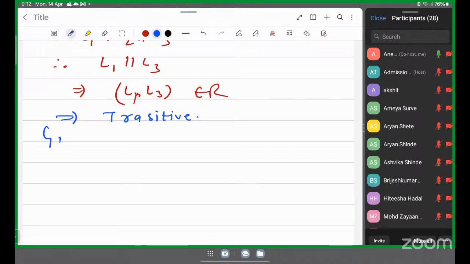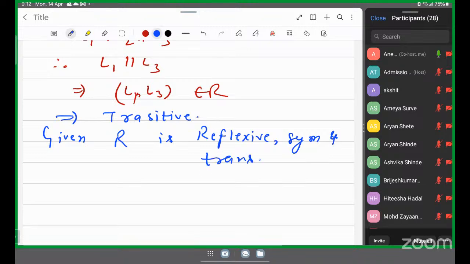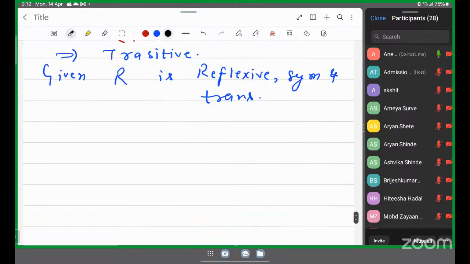So given relation R is reflexive, symmetric, and transitive also, which implies that relation R can be considered as... that would not be right, we should say relation R is an equivalence relation.